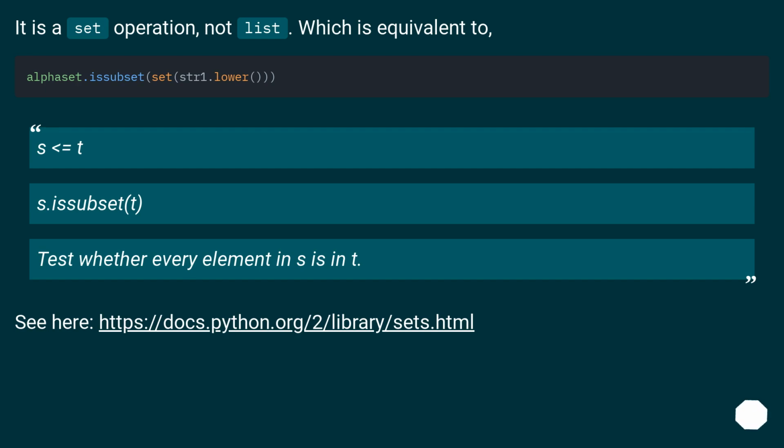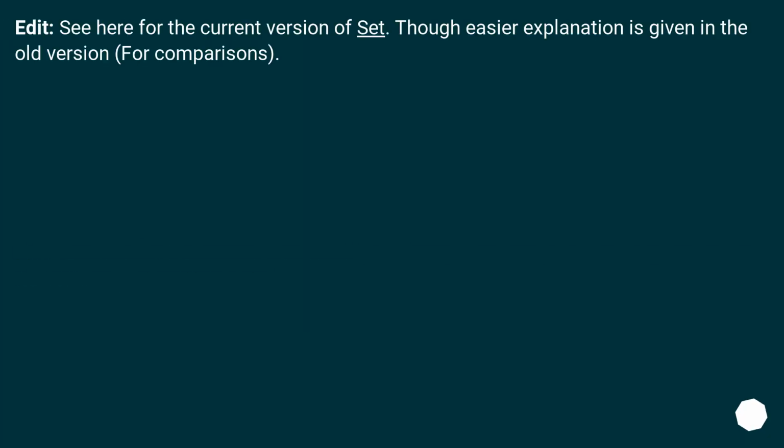It is a set operation, not list, which is equivalent to S less than or equals T, S.issubset(T): test whether every element in S is in T. See here, this URL. Edit: see here for the current version of set, though an easier explanation is given in the old version, for comparisons.